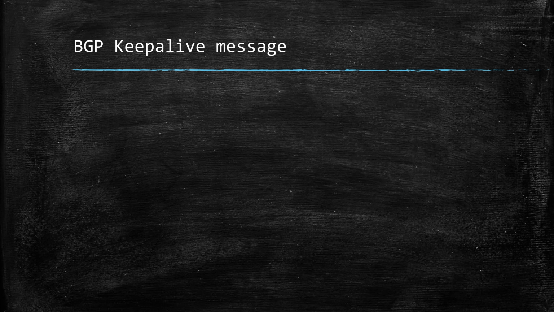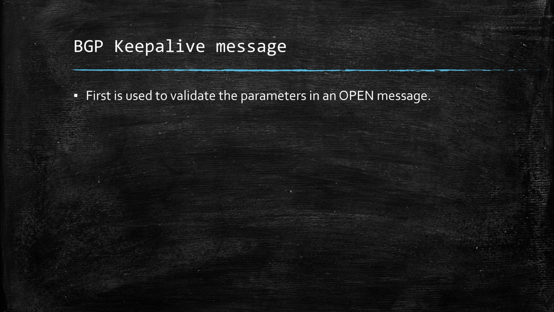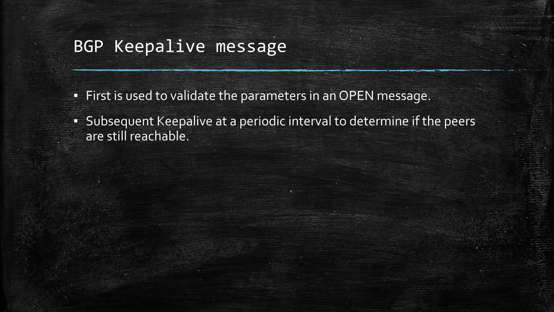The BGP keep alive message. We have already seen in the BGP peer finite state machine that the first keep alive is used to validate the parameters in the open message of the neighbor. The subsequent keep alive messages are used to determine if the two peers are still reachable. BGP uses TCP for many of its functions, like authentication or packet acknowledgement. But the BGP RFC explicitly says to not use the TCP-based keep alive mechanism and use a dedicated one.